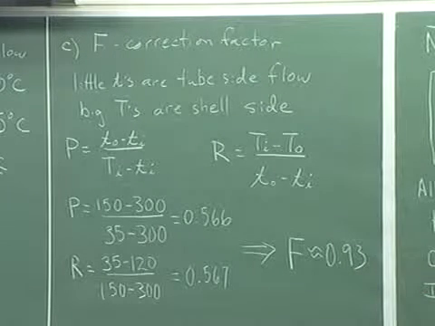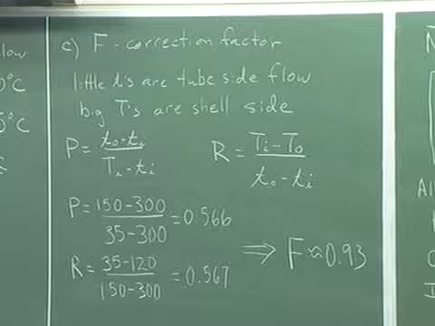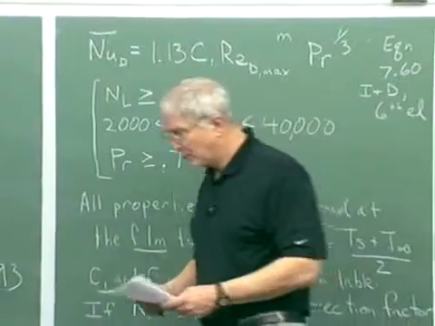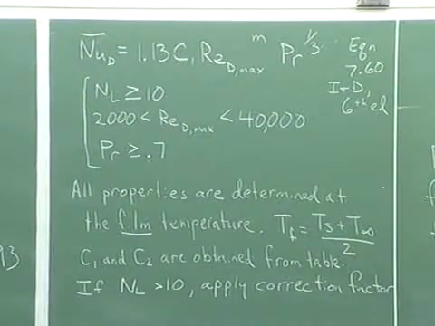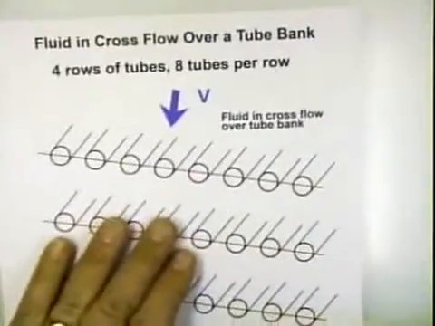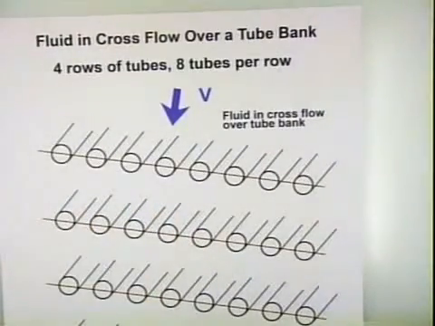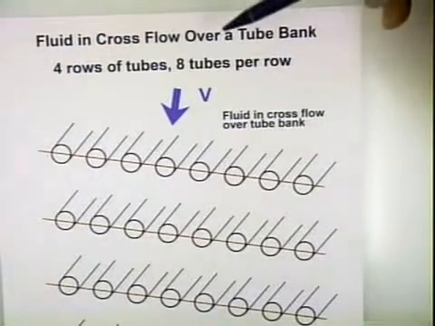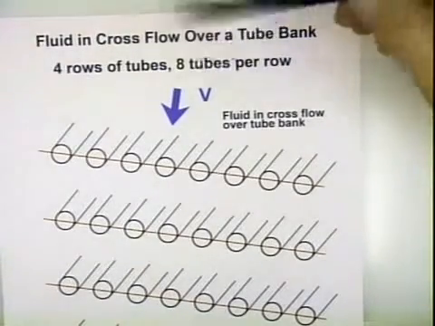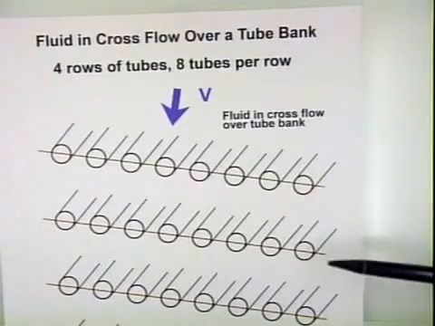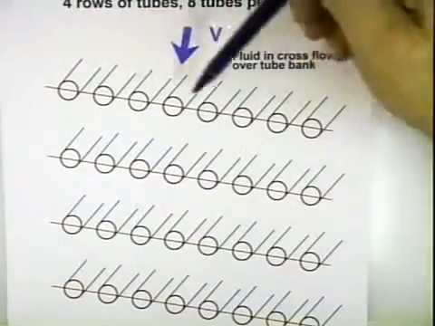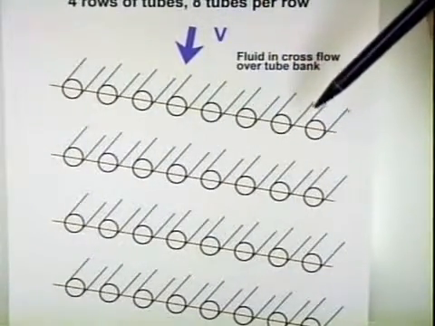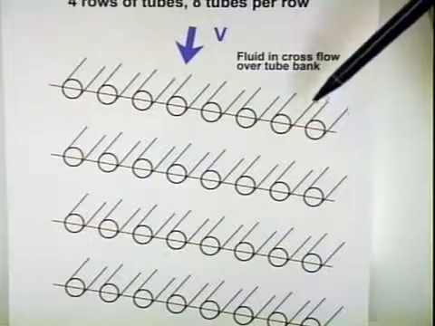The next step is to determine the tube bundle dimensions, because we have a shell and tube heat exchanger. We've got bundles, so I have another diagram over here to show you the bundles. If we look at this, I've chosen 4 rows of tubes, and there are 8 tubes per row. Again, I did not know exactly what to choose. I just picked a number.